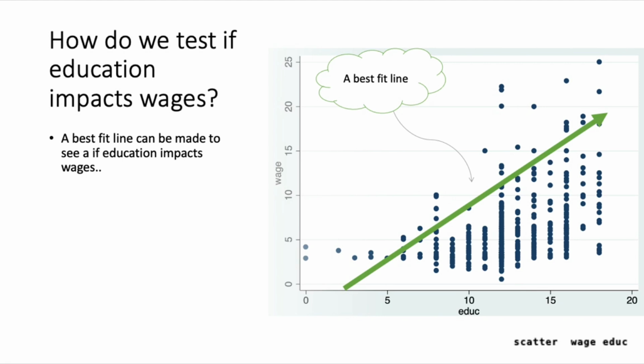A positively sloped best fit line suggests that wages and education are positively correlated. Higher education would lead to higher wages, and that kind of makes sense as well when you think about it.